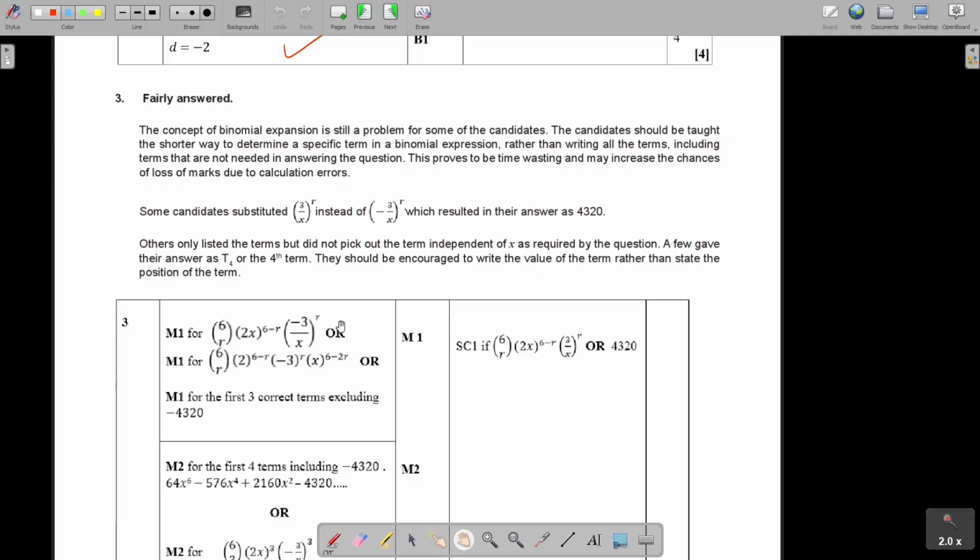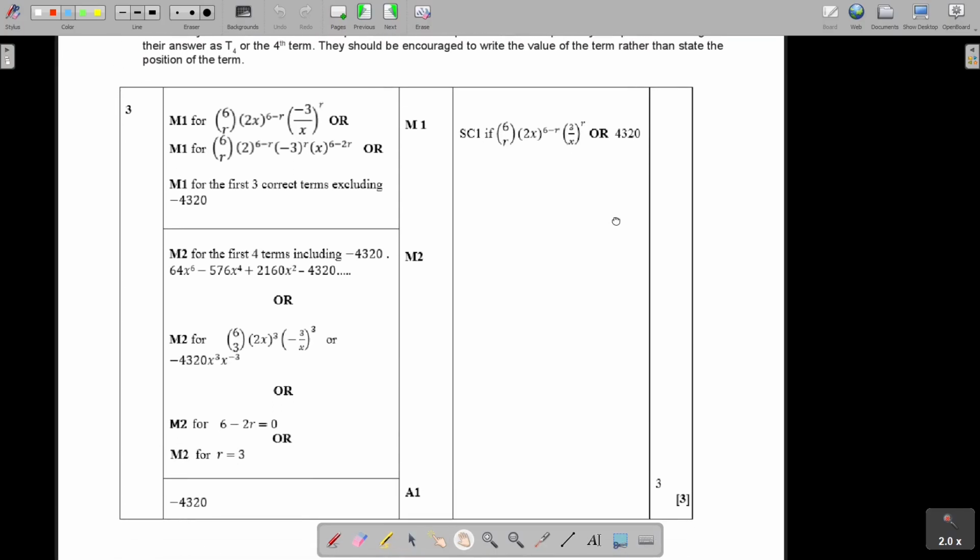Some candidates substitute this instead. They forget about the negative, so grab that sign, the second term, which results in a positive, and the answer was negative. Others only listed the terms but did not pick out the term independent of x as required by the question. A few gave their answer as T4 or fourth term. They should be encouraged to write the value of the term rather than state the position of the term.